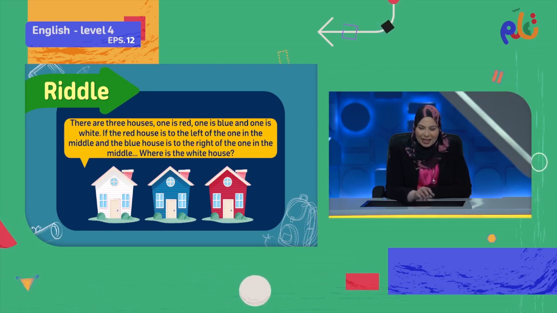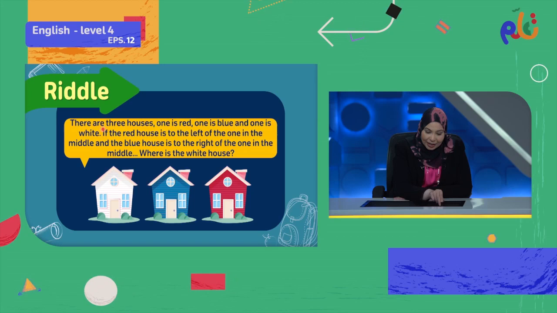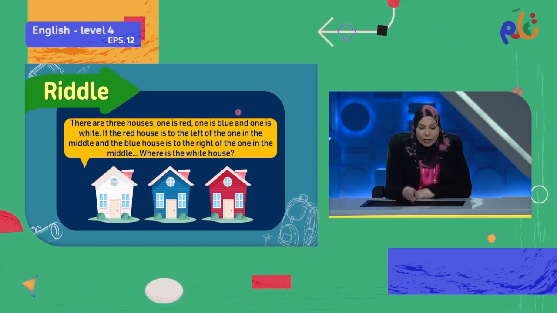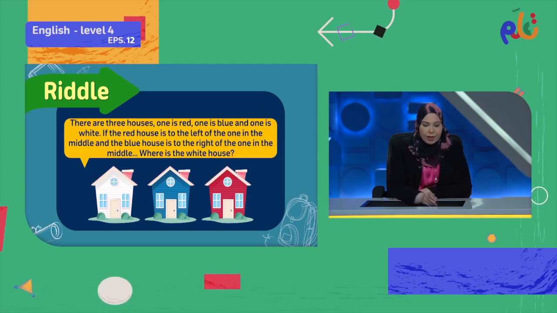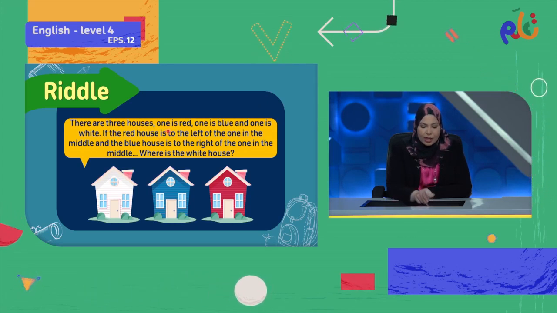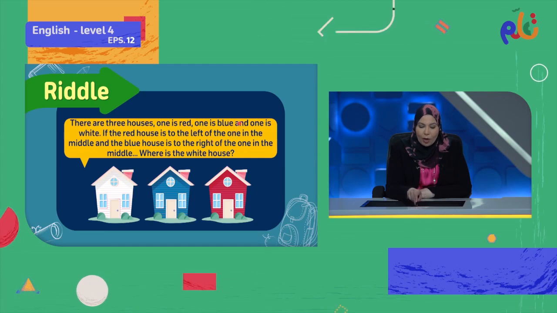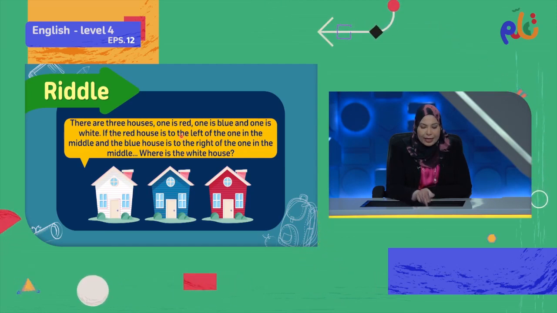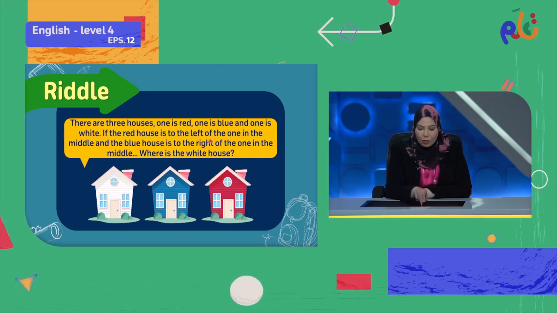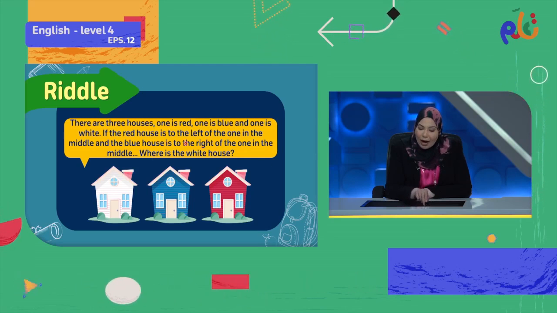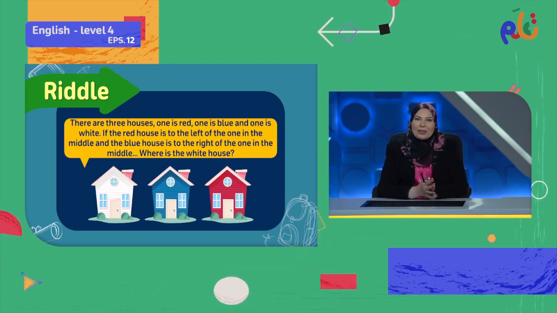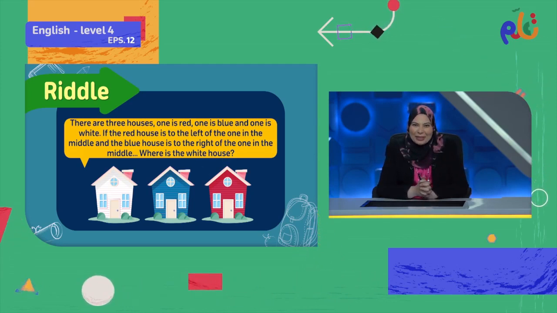So, let's read it again. There are 3 houses. One is red, one is blue, and one is white. If the red house is to the left of the one in the middle, and the blue house is to the right of the one in the middle, where is the white house? So you need to think about the place of the white house. Where is the white house?